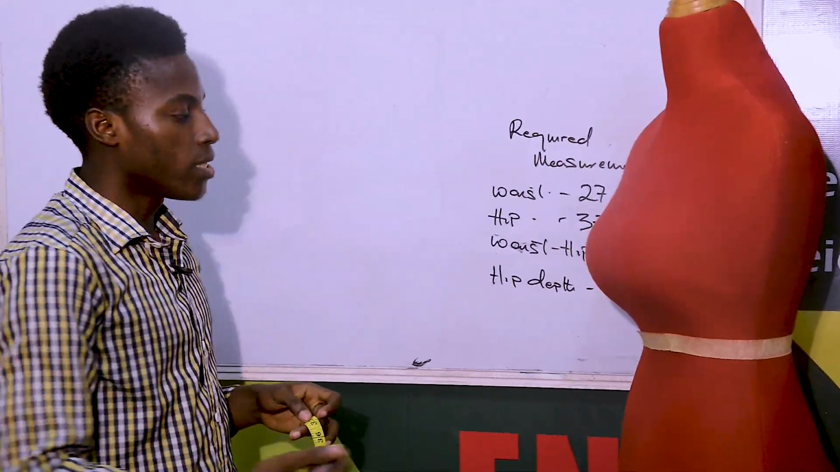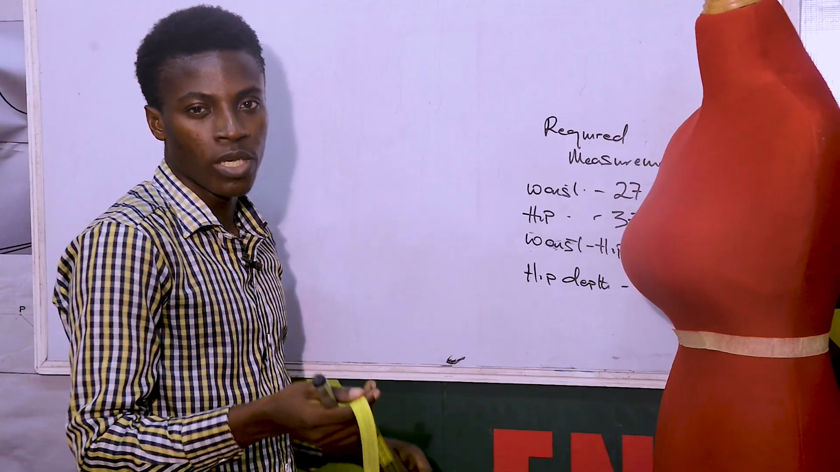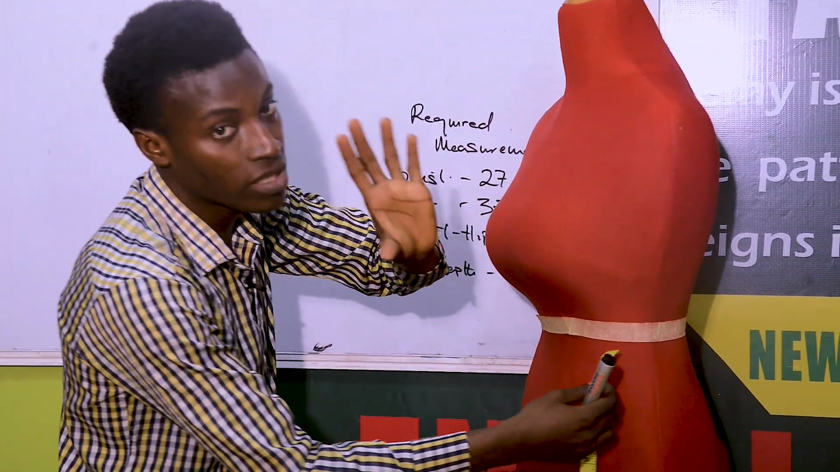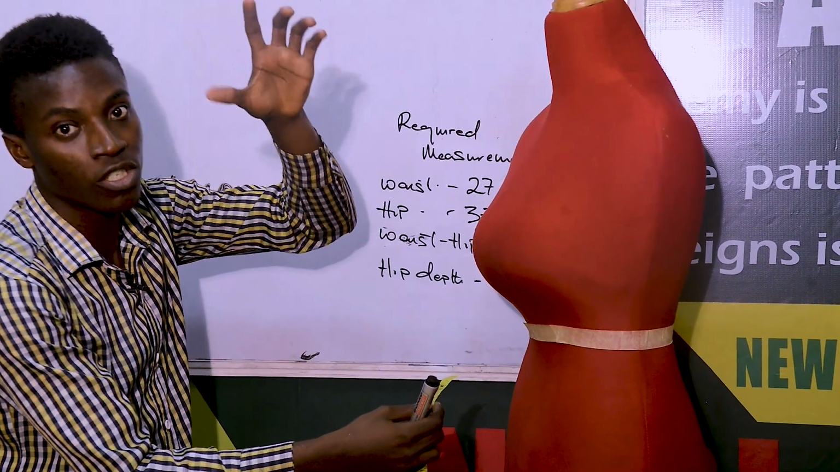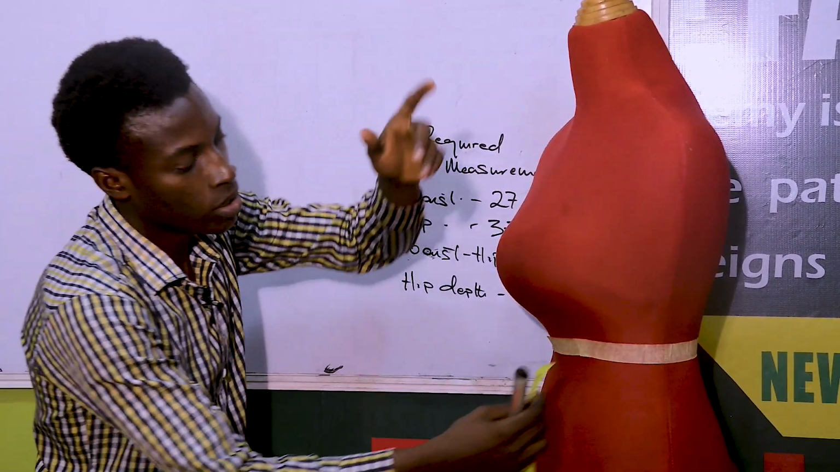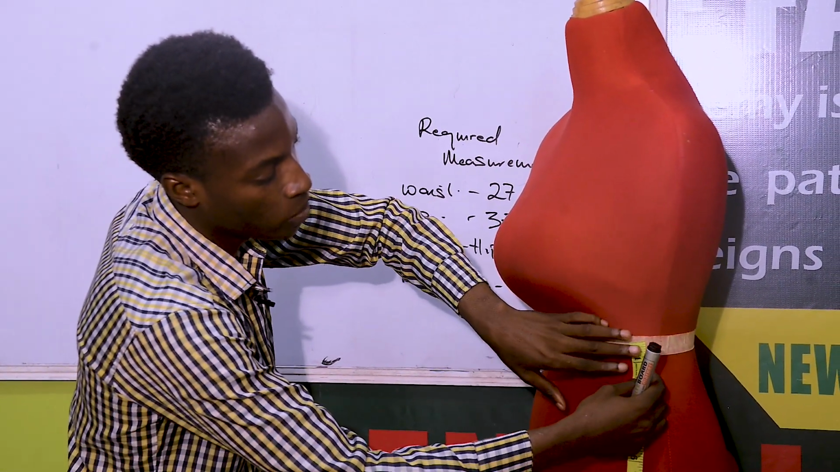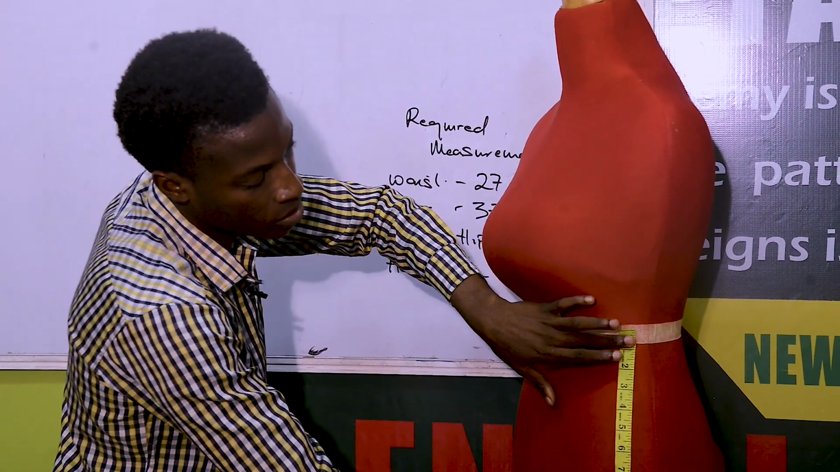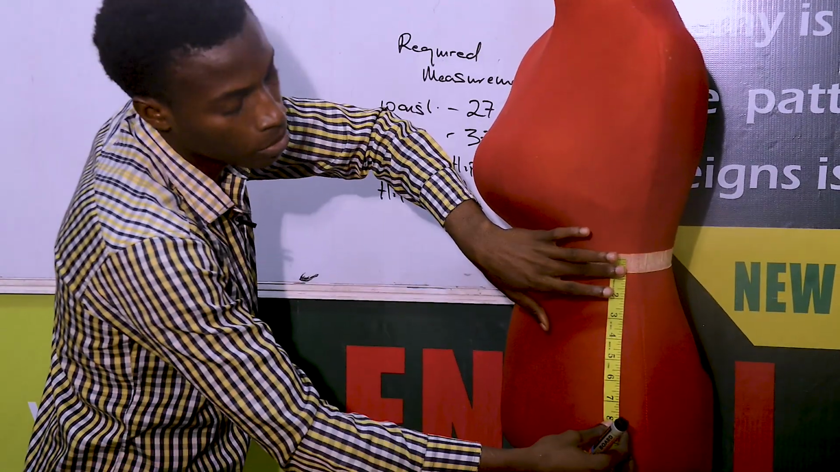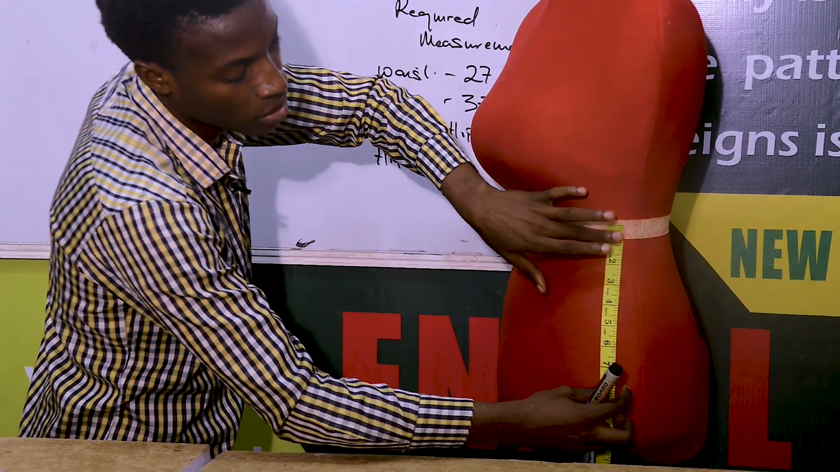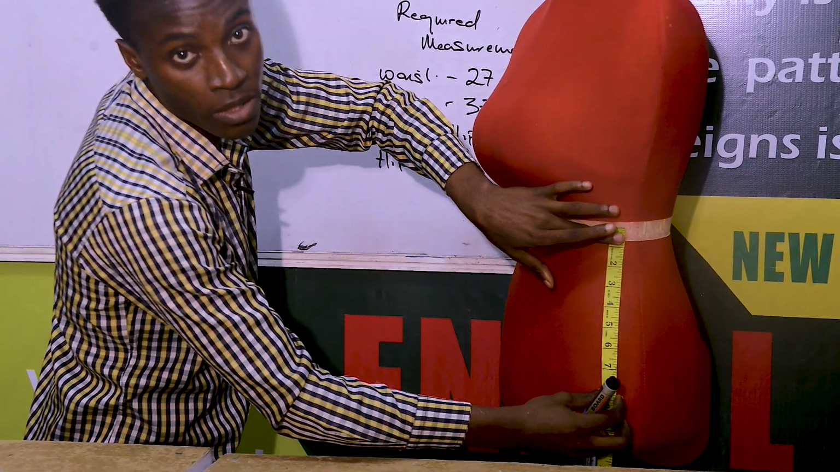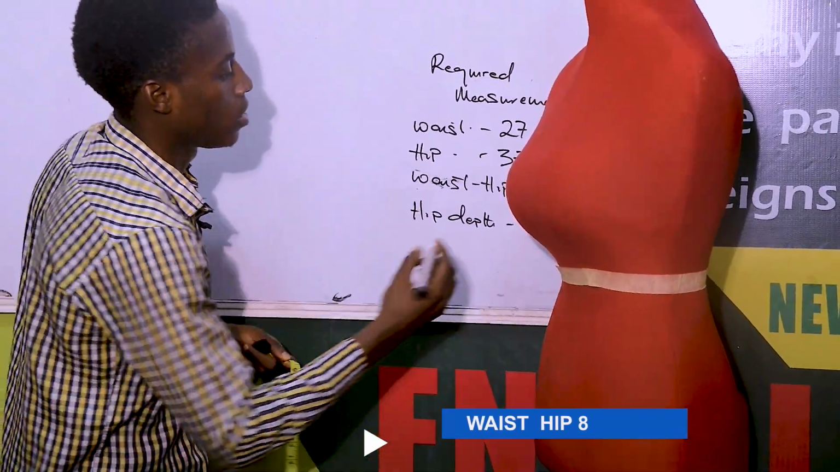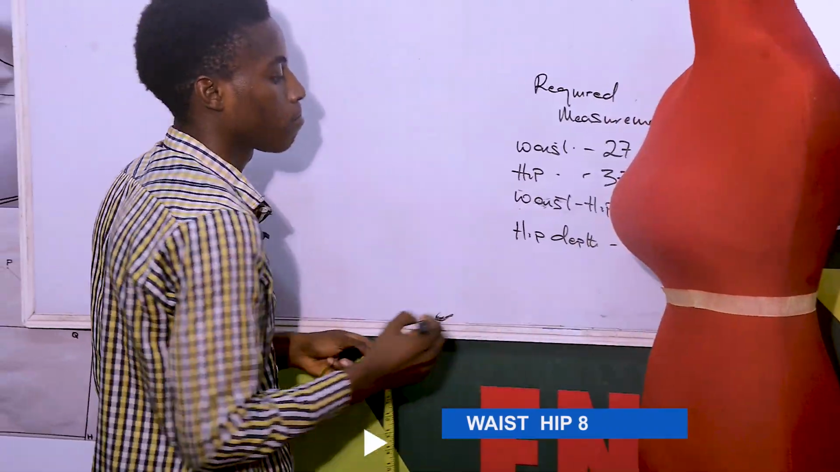Now we'll move on to the next measurement, which is the waist to hip measurement. When we talk about the waist to hip measurement, that's the distance between where you took the waist measurement and where you took the hip measurement. So now that I took my waist measurement from the natural waist, I just need to take my measurement from the natural waist to where I took the hip measurement. So the distance that I have here is 8 inches.